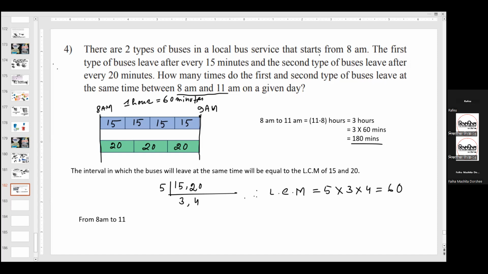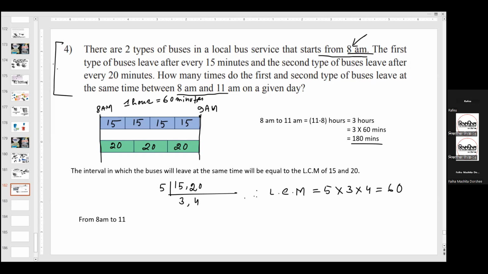There is a confusion in the question, right? Because there are two types of bus in a local bus service that start from 8 a.m. So will we count that 8 a.m. or not? That's the big question.